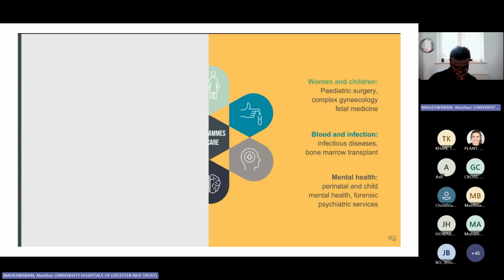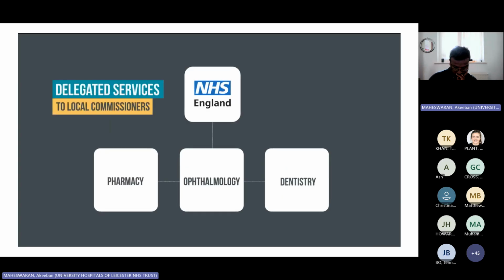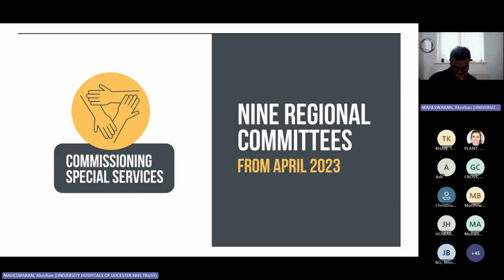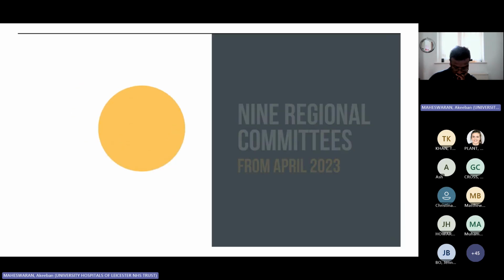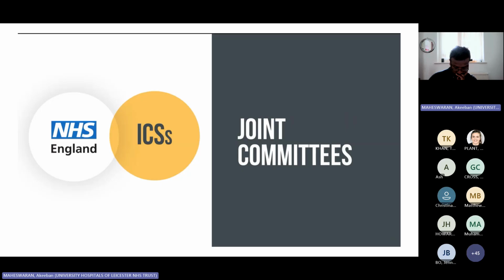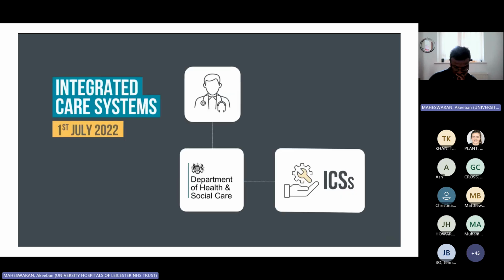Over the next few years, NHS England will delegate some of its commissioning responsibilities to local commissioners, with pharmacy, ophthalmology and dentistry services fully delegated by 2023. 9 regional committees are being created to commission specialised services from April 2023. They are joint committees between NHS England and the relevant integrated care systems in each region. Following several years of locally led development, 42 integrated care systems, ICSs, were established on a statutory basis on the 1st of July 2022 as part of the Health and Care Bill.